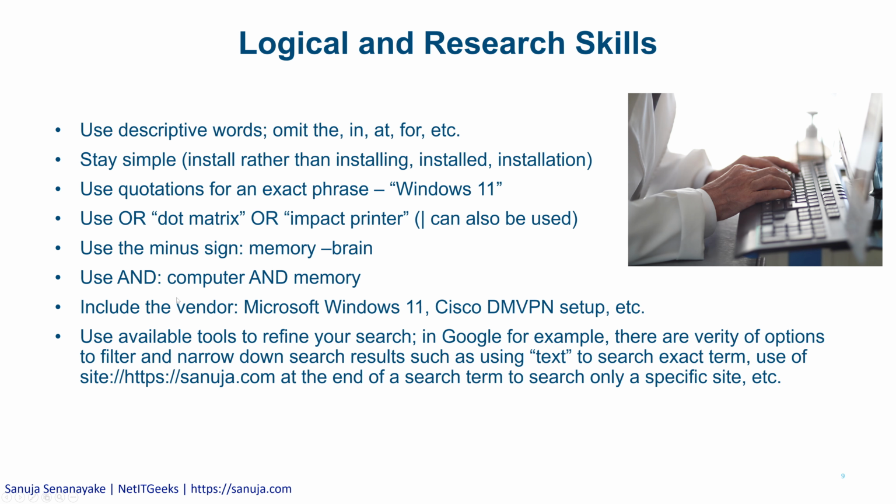You can also use AND, for example, computer and memory. What that's going to result in is an AND function, and basically it's going to search both computer and memory and return the results. You can also include vendors, like Microsoft Windows 11 instead of Windows 11, Cisco DMVPN setup instead of DMVPN setup. Instead of saying just general purpose VPN setup, you're going to say Cisco VPN setup, and that would actually give you specific information.